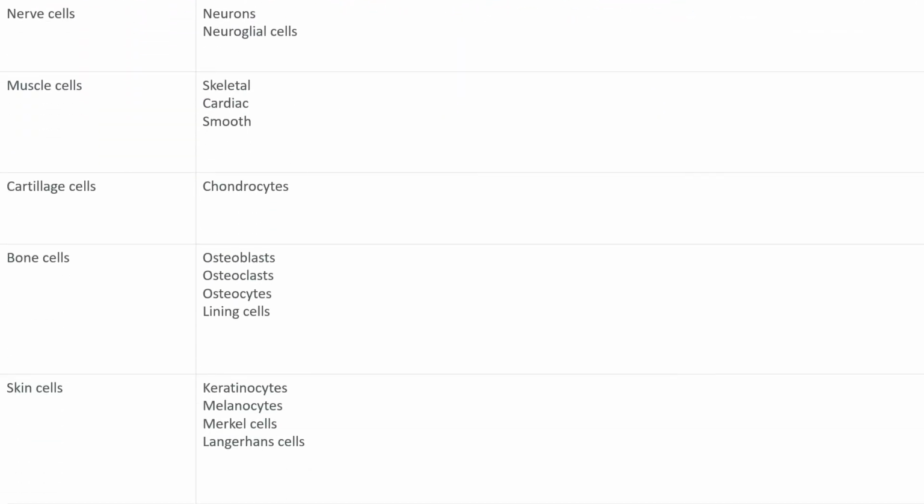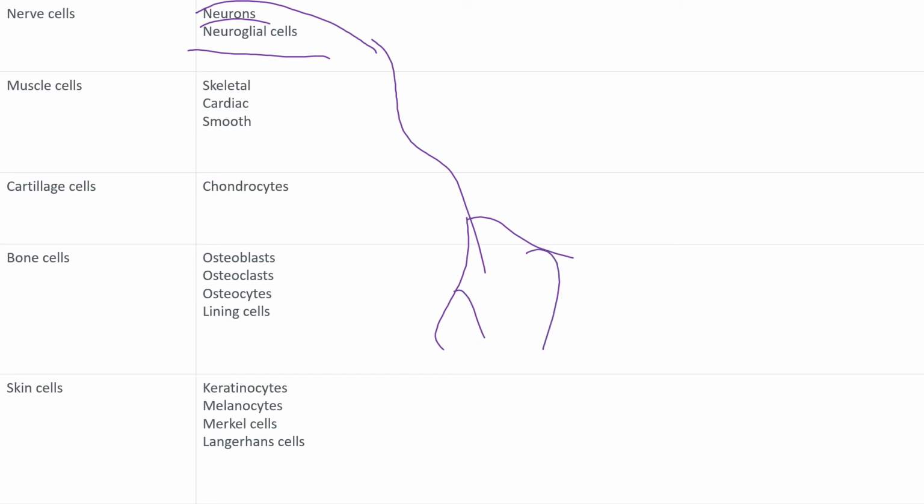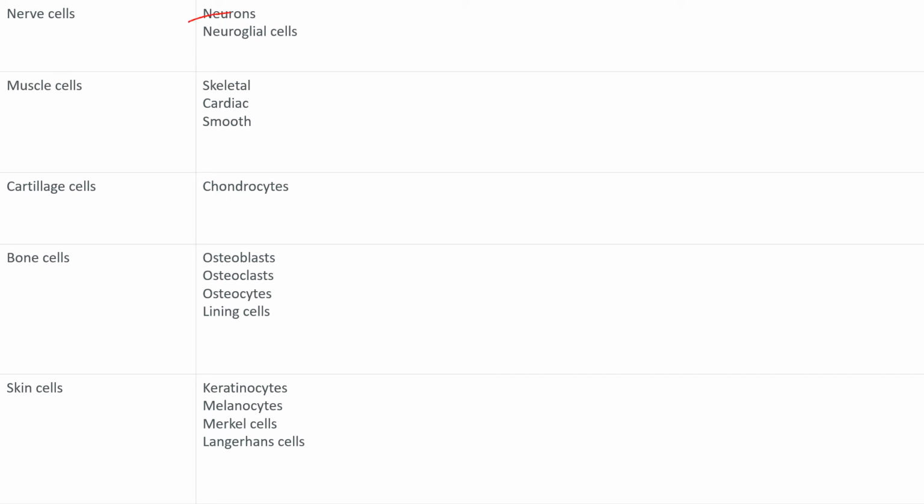So next one, nerve cells. You all know what are nerve cells. Neurons and neuroglial cells. So they are branched. Neurons are branched. Neuron cells are branched. Okay, now let's move on to the next one. Muscle cells, skeletal cells, cardiac and smooth cells.